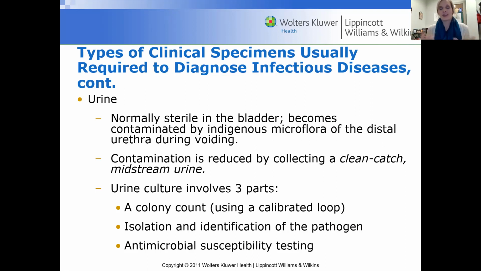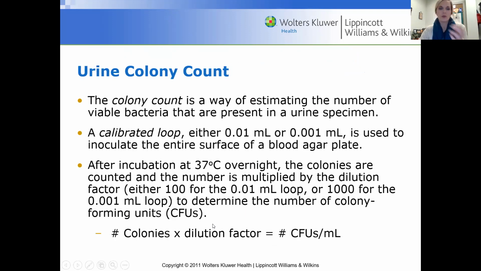But again, then the hopefully more sterile sample, or not necessarily sterile, could be contaminated with the pathogen that's causing the infection in this patient, which is the only pathogen that we see instead of the indigenous microflora. So that's what I mean by the clean catch midstream urine. So typically, not that you guys have to know all the details with this, but a urine culture involves different parts. I'm going to show you guys a picture of these different steps here. We do a colony count. We isolate and identify the pathogen, and then we use what's called antimicrobial susceptibility testing. So the colony count is a way of estimating the number of viable bacteria that are present within that urine specimen.